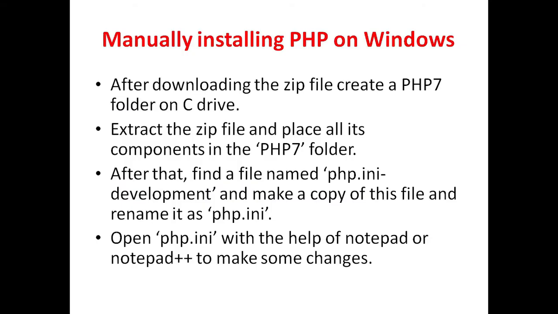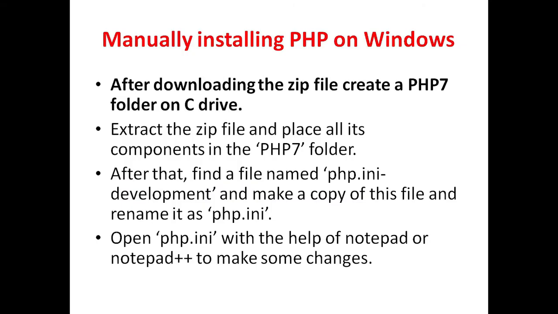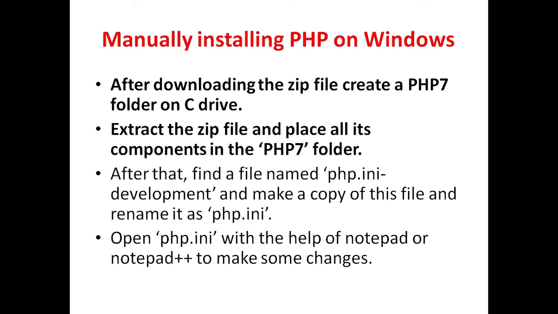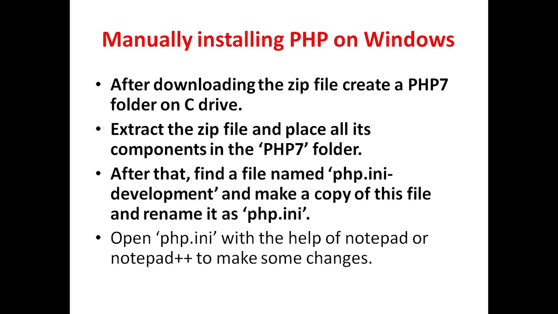After downloading the zip file, create a PHP 7 folder on C drive. Then extract the zip file and place all its components in the PHP 7 folder. After that, find a file named php.ini-development, make a copy of this file and rename it as php.ini.